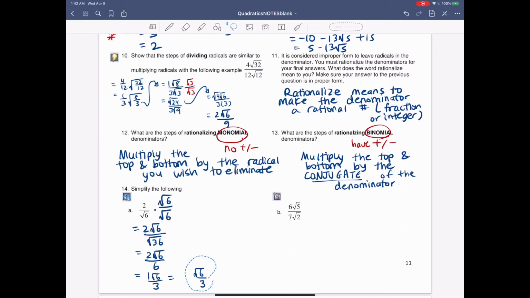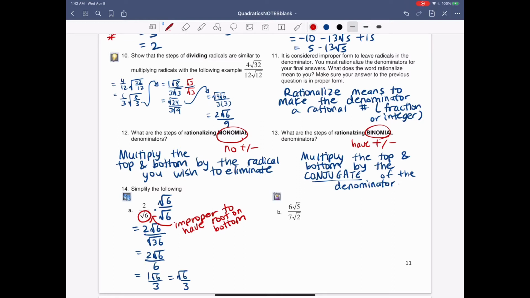Right? And so why did I simplify? Because it's improper to have a root on the bottom. Okay, so this was a rationalizing a monomial example.